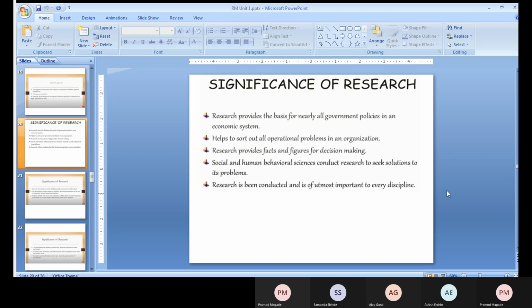Now, significance, the importance of research. This is very much important. As we have seen, the motivation of the research is a different thing. Significance is a different thing. Significance means the requirement which can be fulfilled, a sudden or direct requirement of the public and society, that we need to fulfill. That we call the significance, importance of research. Now, in case of the significance, you can check: research provides the basis for nearly all government policies in the economic system.